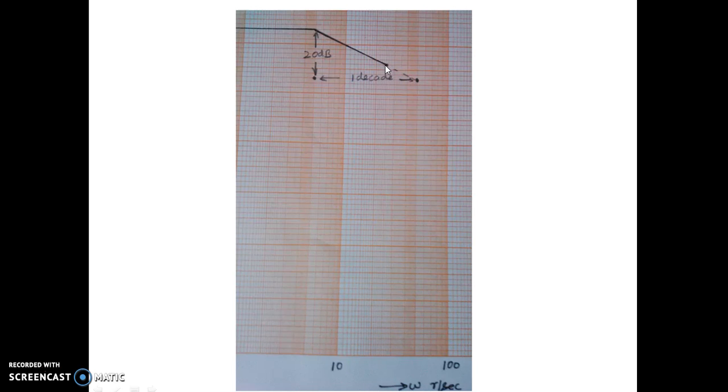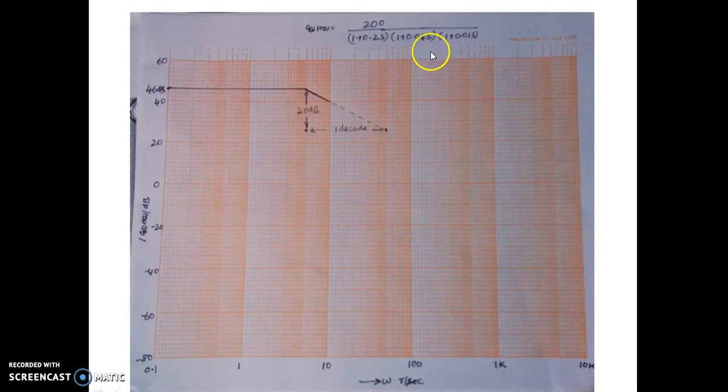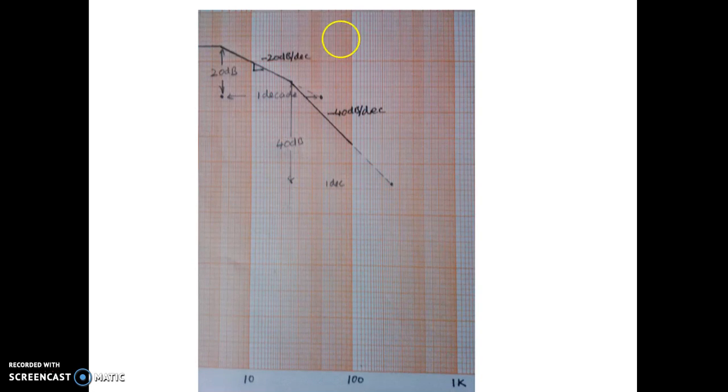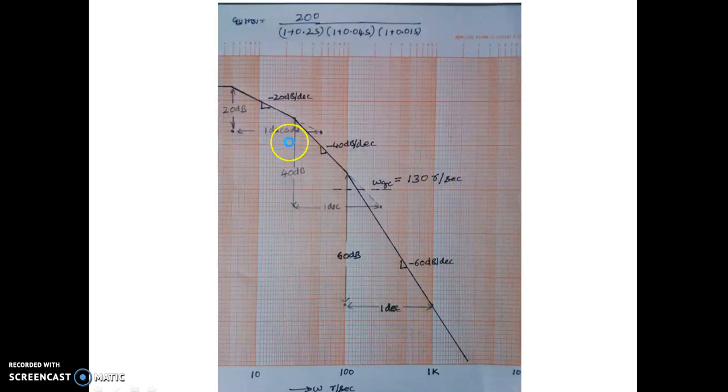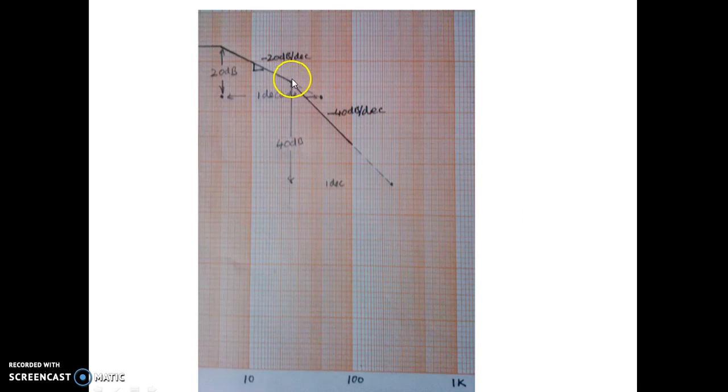After 25 the slope changes. We shall see what happens to the slope after 25 because our transfer function says there is a pole at 25. So after 25 the slope has to become minus 40 dB per decade. Here this is 25 radian per second. We are coming down by 40 dB, going by 1 decade. So these two points are where I can join the line so that the slope is minus 40 dB per decade.